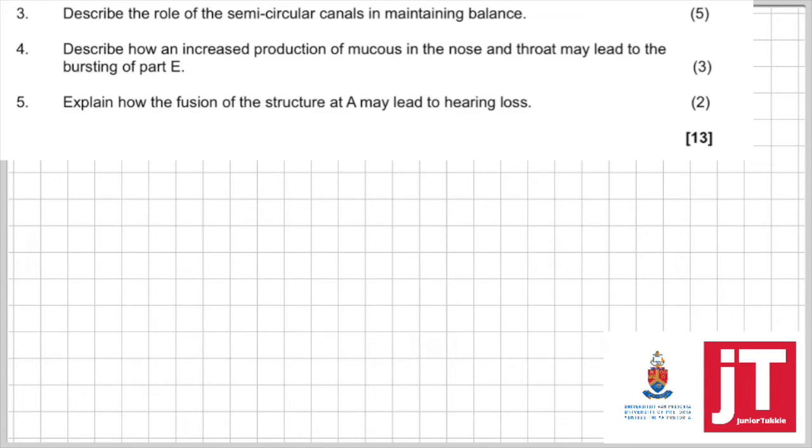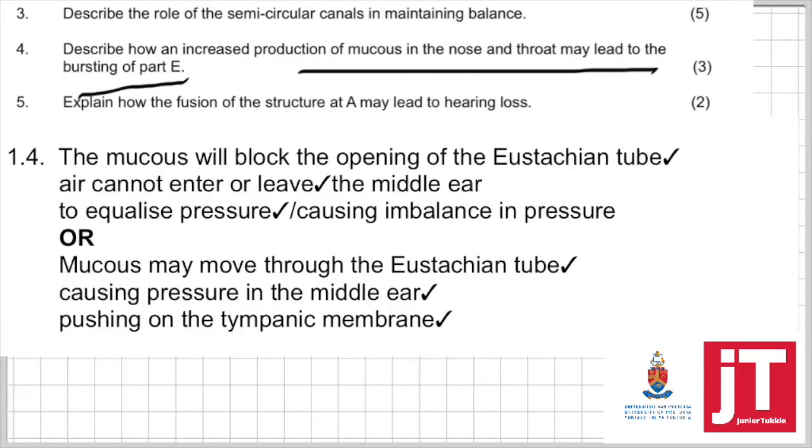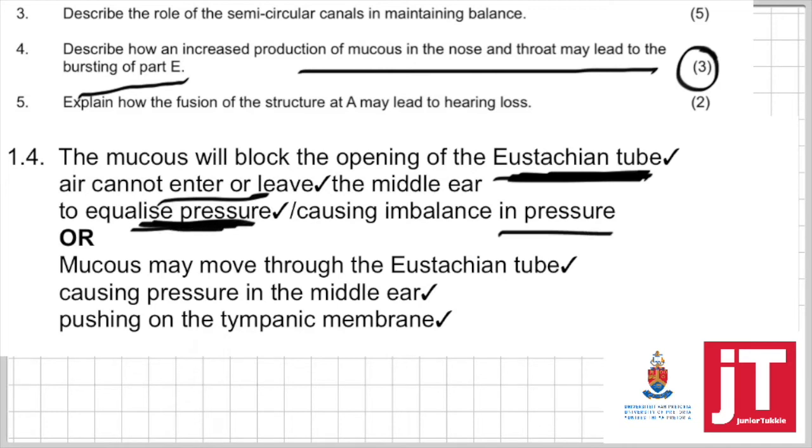The next question, describe how an increased production of mucus in the nose and throat may lead to bursting of part E. Here this question is for 3 marks, and again I've included the answer from the memo. So increased production of mucus in the nose. If there's a lot of mucus in the nose and the throat, we know that will block the eustachian tube, and we know that air cannot enter or leave, or we know that the eustachian tube will not be able to equalize pressure, and that pressure can actually cause E, which is the tympanic membrane or the tympanum, to burst. That's one option of the answer.